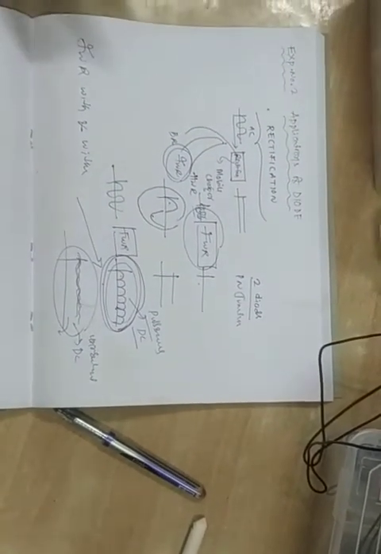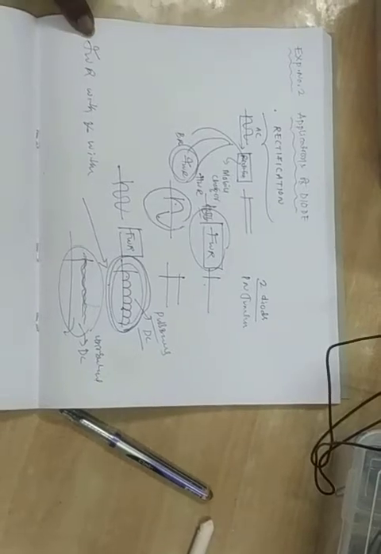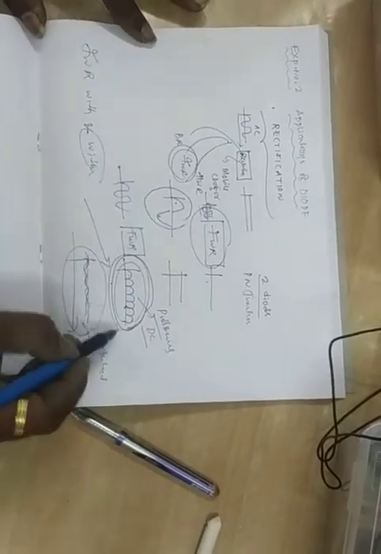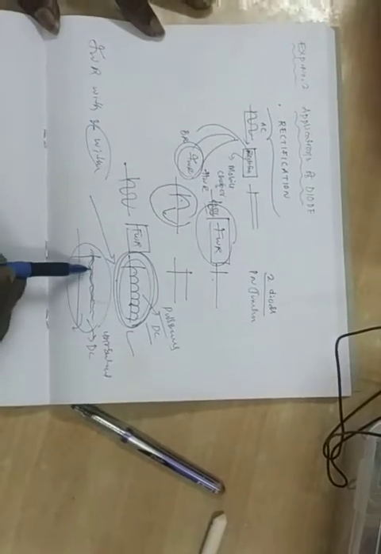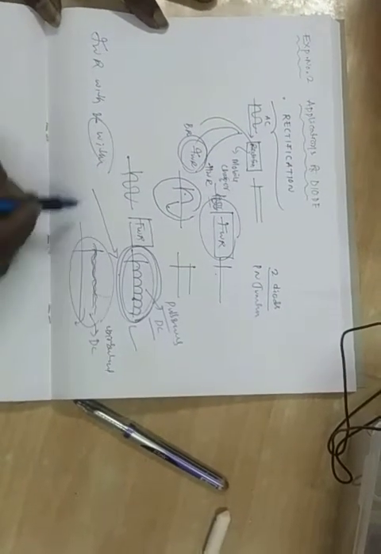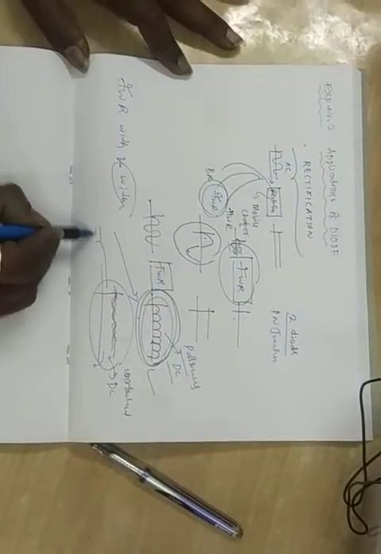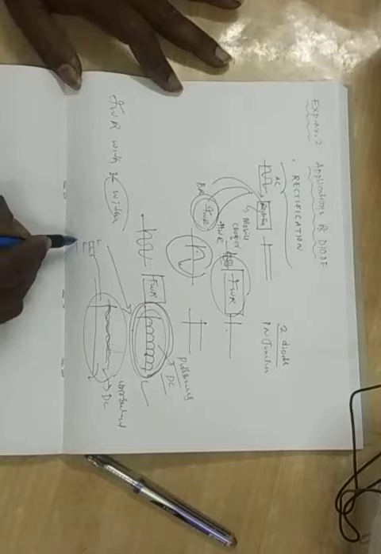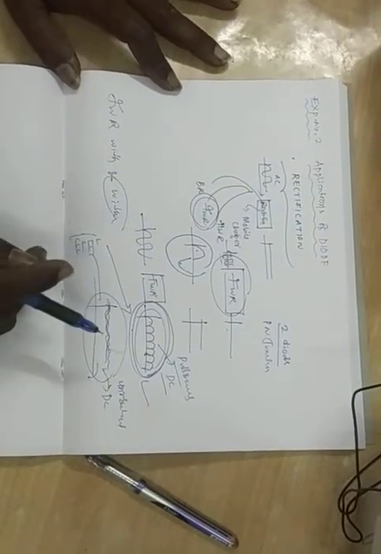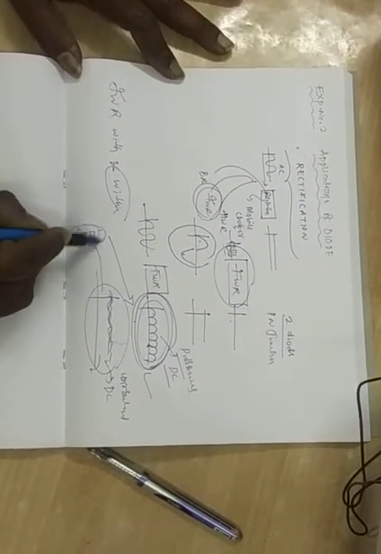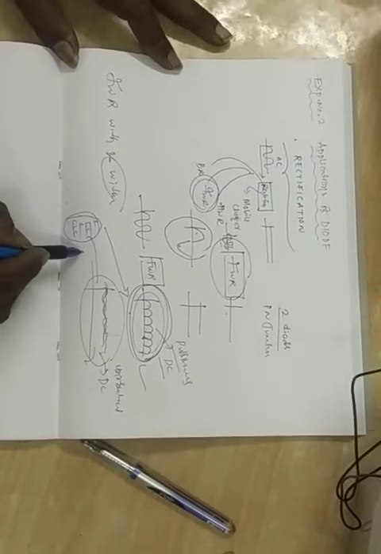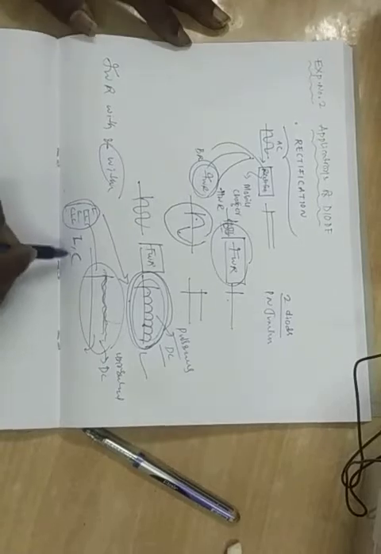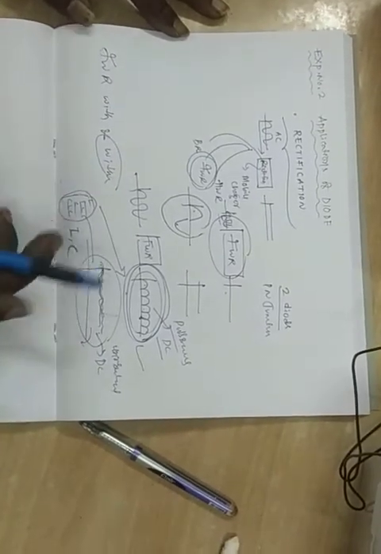So our experiment is what? Full wave rectifier with and without filter. Without filter means we have to get this output. With filter means this. Various types of filters are there: L filter, LC filter, C filter, CLC filter, like that. In designing the filter, the main components are inductors and capacitors. Based on the connection of inductor and capacitor, we can have various types of filters.